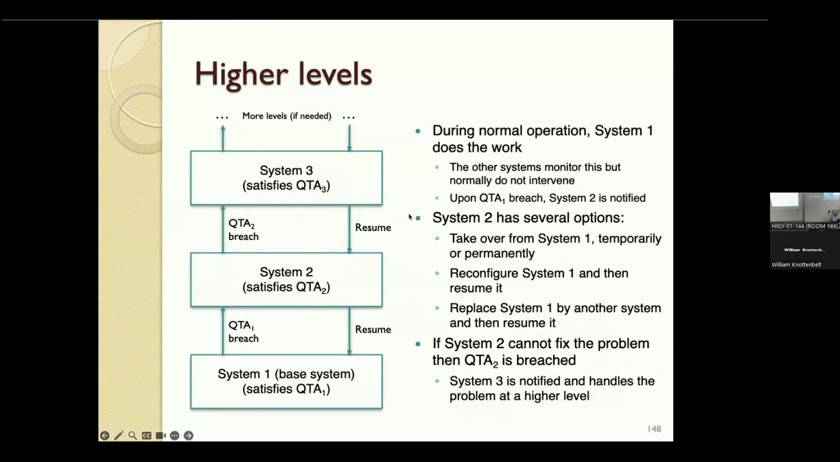Then we have this kind of structure of multiple levels. System one is the base system. If the QTA is breached, then system two will detect that, and it will do what it decides is necessary, and maybe resume system one or whatever. If system two cannot handle it, it goes to system three. So this is the theoretical structure, and I will give you some examples of this. But first, I want to tell a small story about why the levels should be independent.